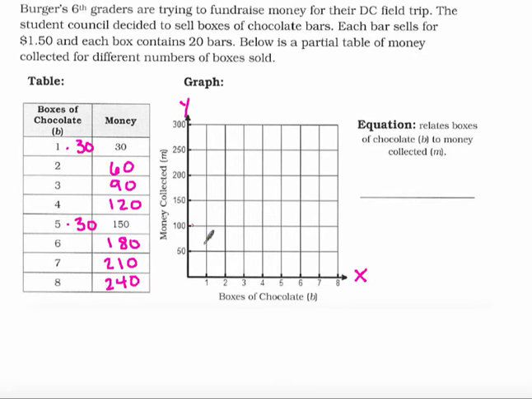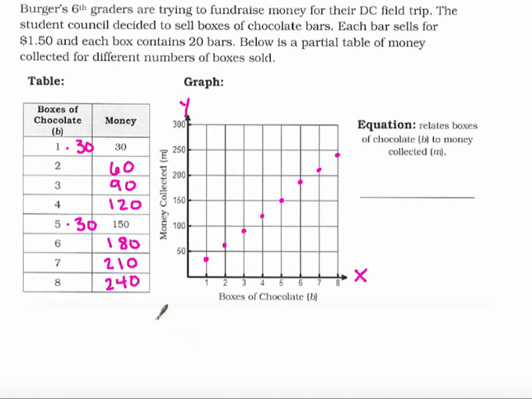So my x is 1, here's a 1, and my money should be 30, so I'm going to go up to about where 30 would be, which was right here. 2 and 60, so here's my 2, go up to about where 60 would be. 3 and 90 should be just shy of 100. 4 and 120 be about here. 5 and 150, oh sorry, 5 is 150 right here. 6 and 180. 7 and 210. And 8 and 240.